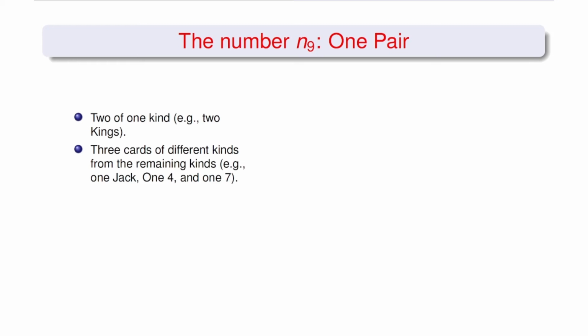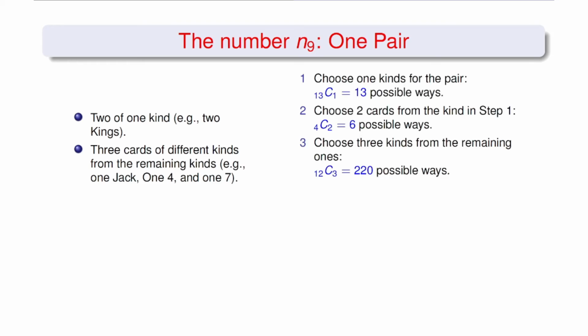Now, how to do that? Step 1, we choose 1 kind for the pair. So 13 choose 1, that's 13 possible ways. Step 2, we choose 2 cards from the kind in step 1, that's 4 choose 2, 6 possible ways. So after step 1 and 2, we got 2 of 1 kind.